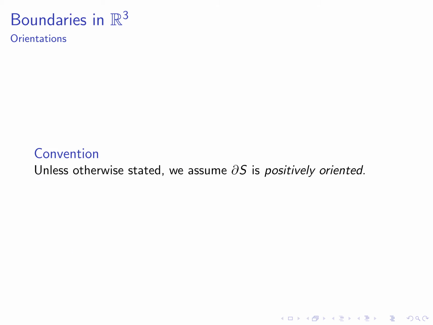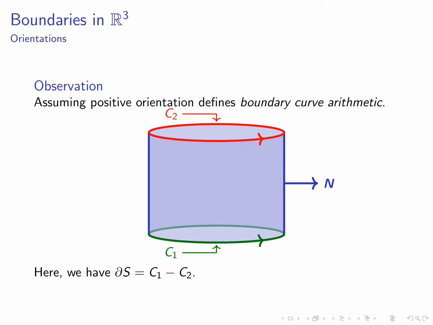So the convention we adopt is the same convention we adopt when studying Green's theorem. Unless otherwise stated, we always assume that the boundary of our surface is positively oriented. And by assuming that the boundaries are always positively oriented, we then allow ourselves to do arithmetic with boundary curves. So here we have an example of a cylinder that's parameterized in such a way that the standard normal is pointing out of the cylinder, not into it.